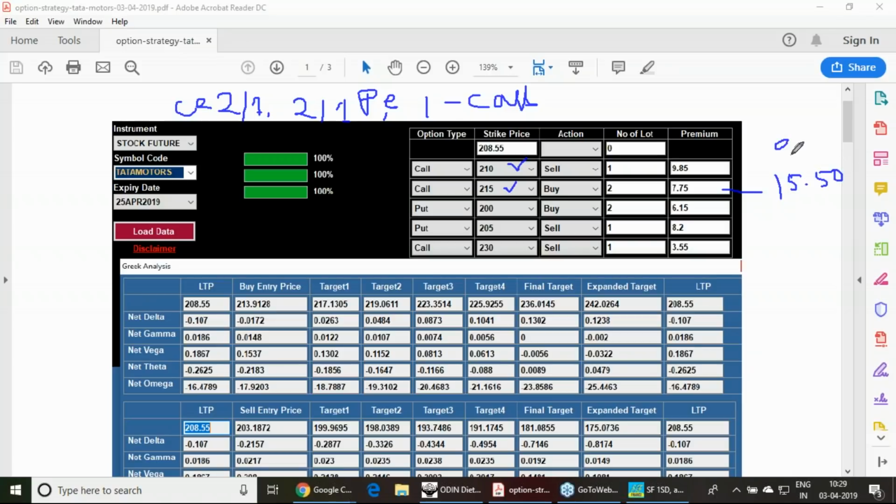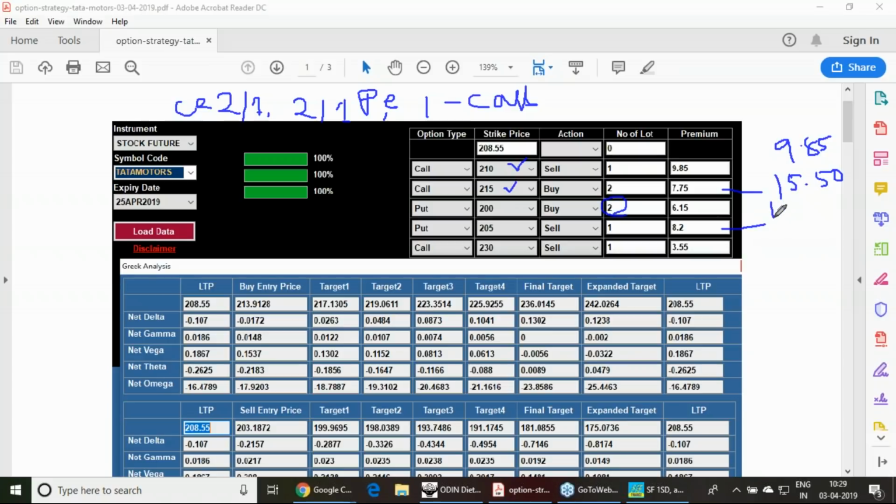And I am getting 9 rupees 85 paisa by selling one lot of call option. Then I am going for the put options. As I have told you, below 202 my downtrend starts. So I am selling one 205 put option and buying two lots of 200 put option.